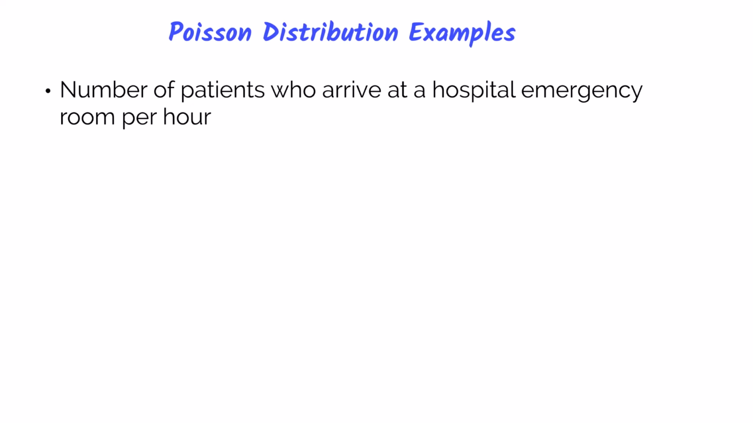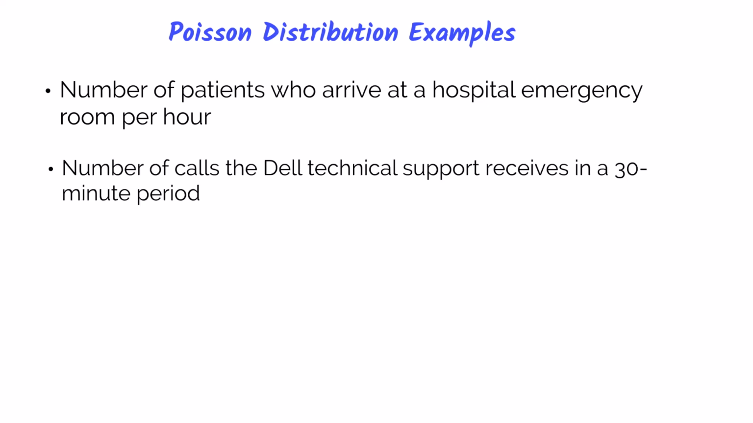So let's look at some examples. Let's say we wanted to know the number of patients who arrived at a hospital emergency room per hour. We could use the Poisson distribution to determine the probability of a certain number of patients that will arrive. This could help with staff planning for doctors, nurses, and staff members to support the incoming patients. We can also apply the Poisson distribution to the number of calls a Dell tech support group receives in a 30-minute period. In this example, the segment is 30 minutes, whereas in the hospital example, the segment was per hour. It's important to know the probability of calls received in a particular 30-minute period so that we could staff accordingly, just like in the hospital example.